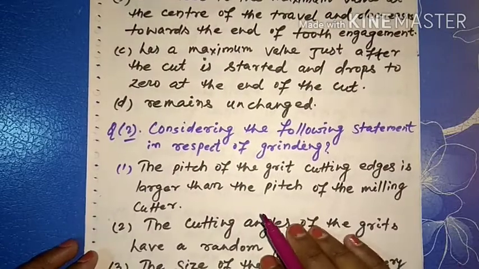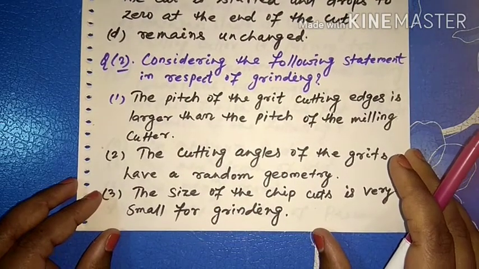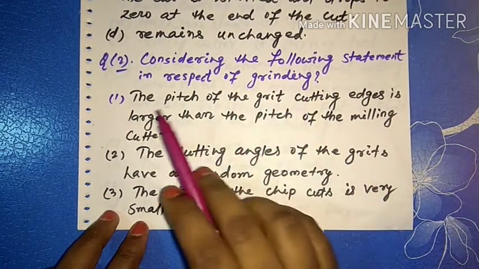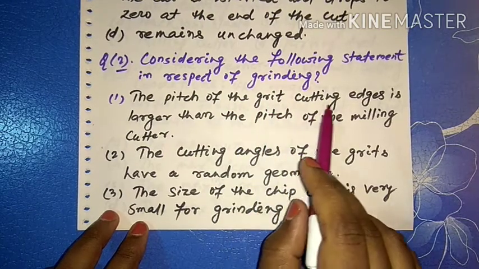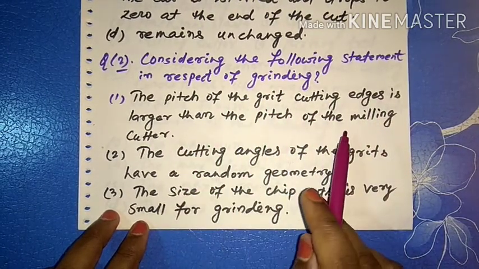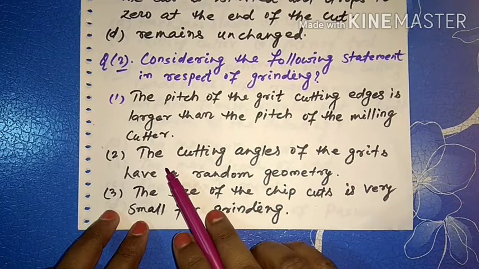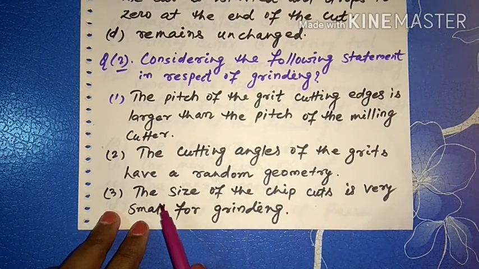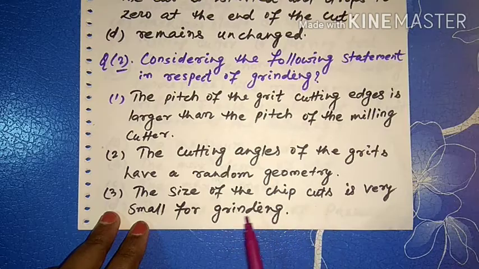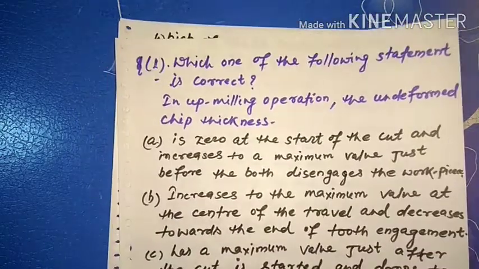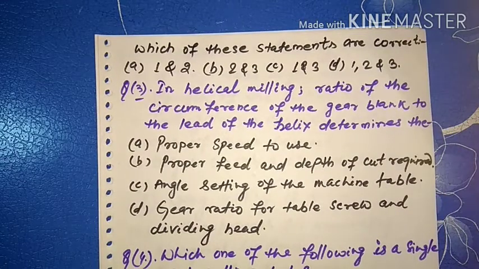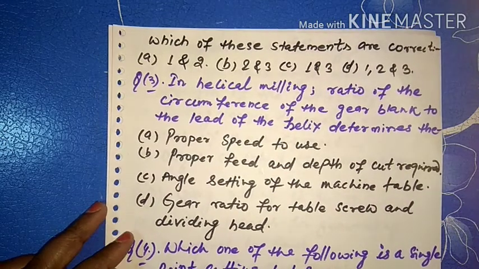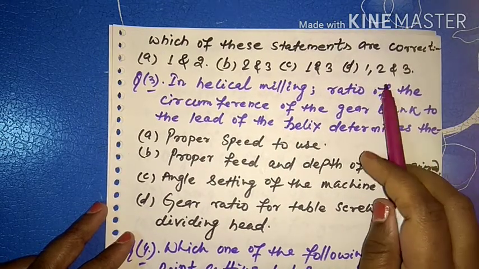Now question 2 is, considering the following statement in respect of grinding. First, the pitch of the grit cutting edges is larger than the pitch of the milling cutter. Option second is, the cutting angles of the grits have a random geometry. Third is, the size of the chip cuts is very small for grinding. So my question is, which of these statements are correct? Option A 1 and 2, B 2 and 3, C 1 and 3, and D 1, 2 and 3.